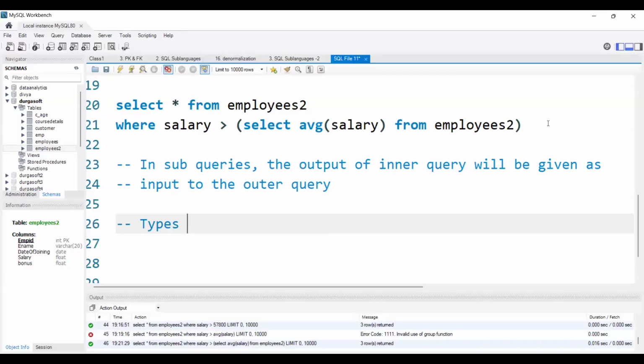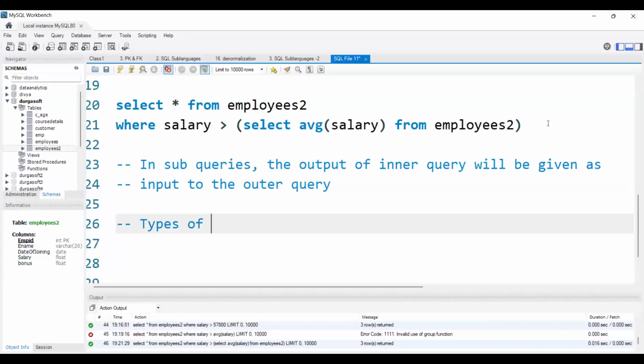And as I said, we will get performance issues by using subqueries. Generally, whenever we are joining any project, they will say, try to use subqueries in a very minimal way. Don't use subqueries much, because it will affect the client's database performance also.